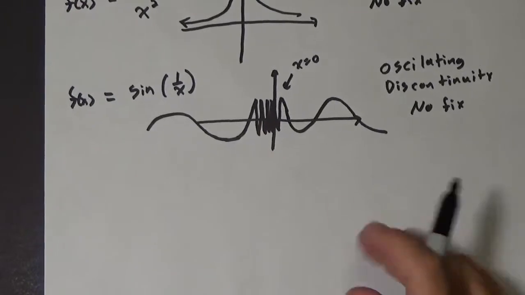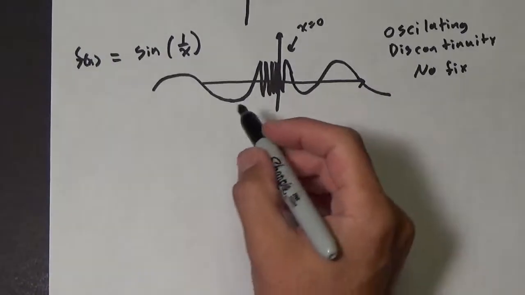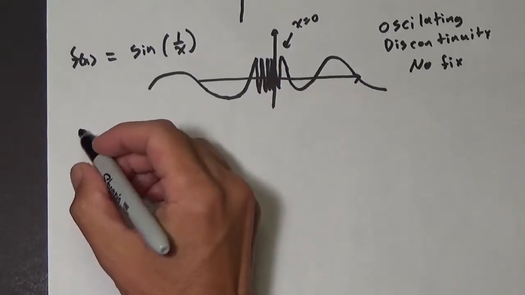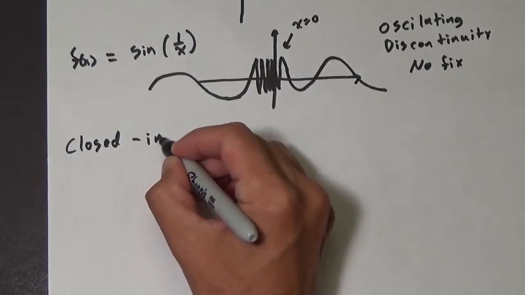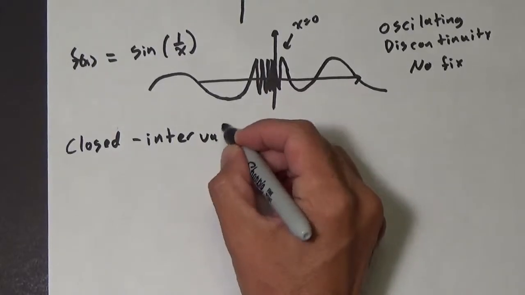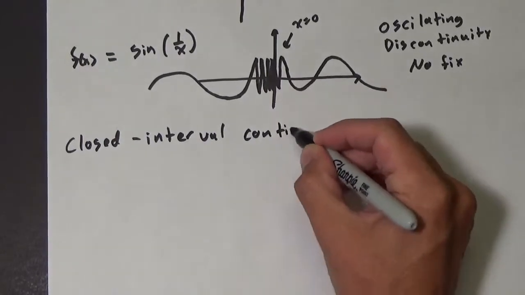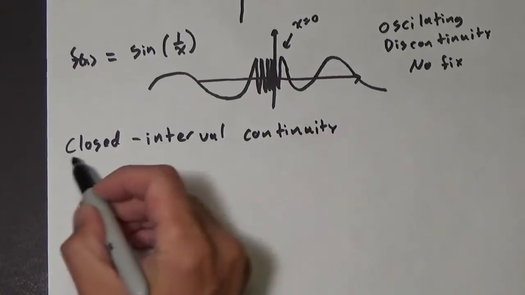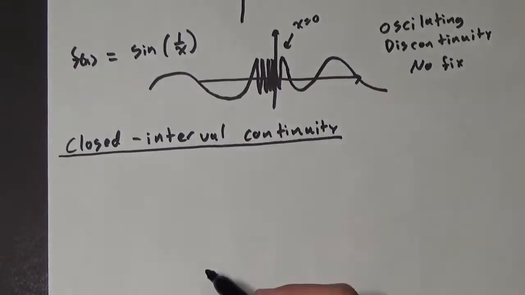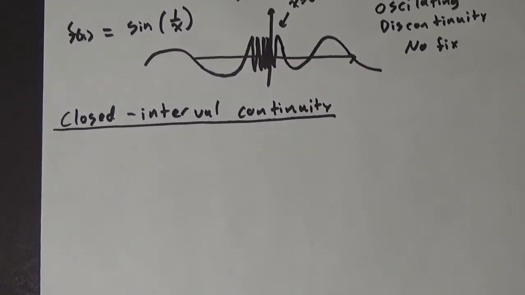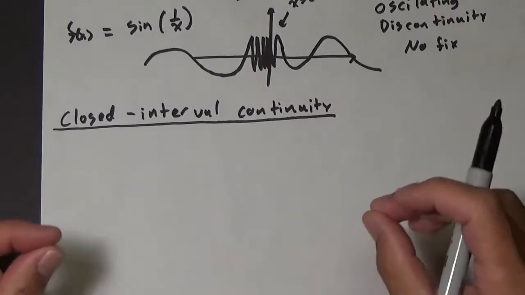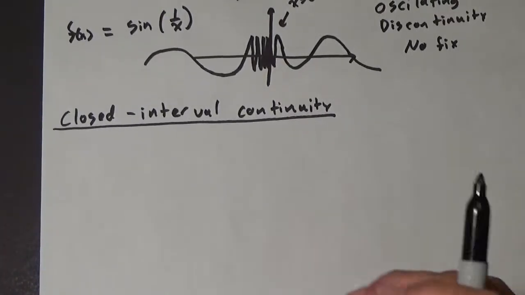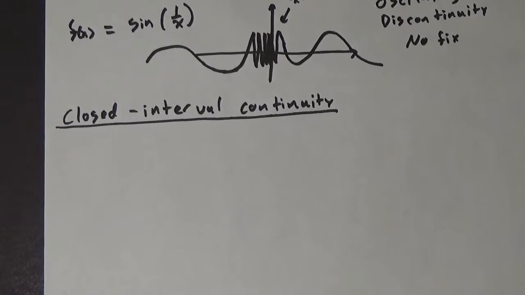All right, so now let's look at this concept of closed interval continuity. We have continuity at a point, and we have open interval continuity. Now we're going to add the endpoints. So the question is, what is closed interval continuity?